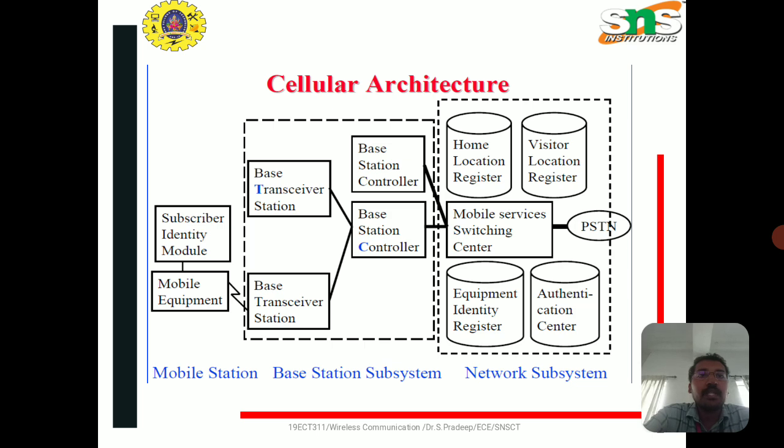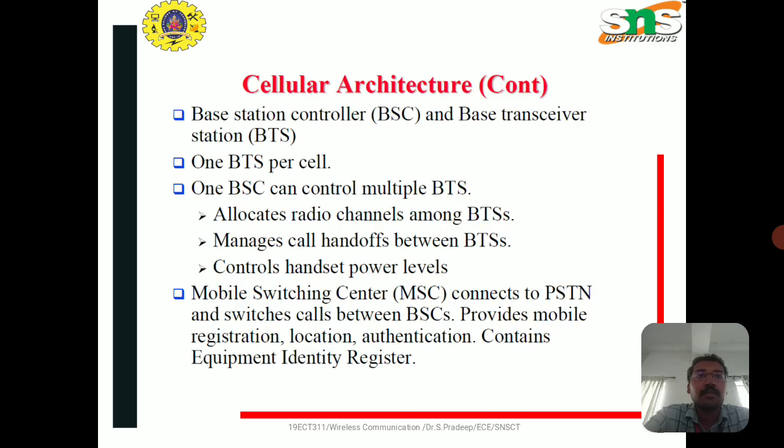The architecture of a cellular network system is shown in this figure. The three major subdivisions are the mobile station, the base station subsystem, and the network subsystem. The base station controller and base station transceivers are covered in the base station subsystem. For a cell, one base station transceiver is present. One BSC can control multiple BTS. It allocates radio channels among BTS and also manages call handoffs between BTSs. It controls handset power levels.